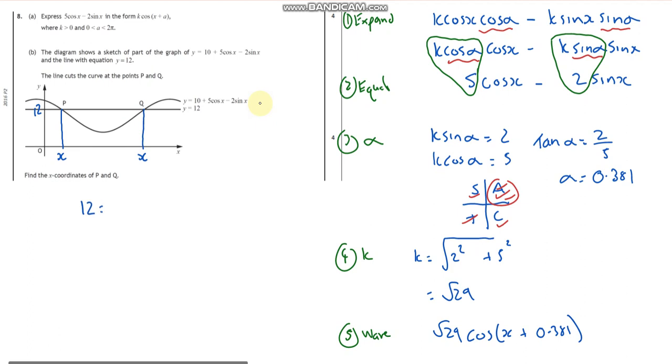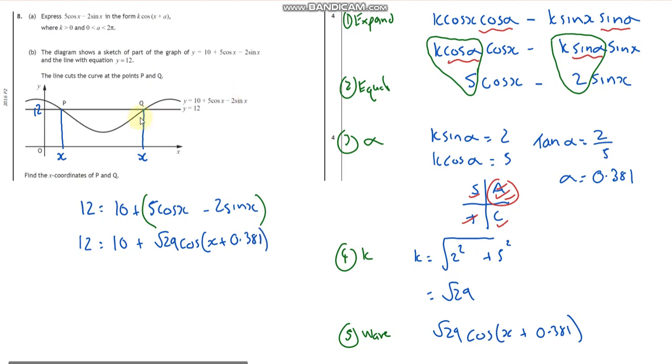So 12 is equal to 10 plus 5 cos x take away 2 sine x. So when does this function here equal 12? Fair enough. If I was to rearrange, I'd be in a sticky situation because I have cos and sine there. However, I can unstick myself because I've already worked out the wave function. That is root 29 cos of x plus 0.381. And that's what most of these questions get you to do, is to equate the wave function to the original function. Now I can start to rearrange this, can't I?